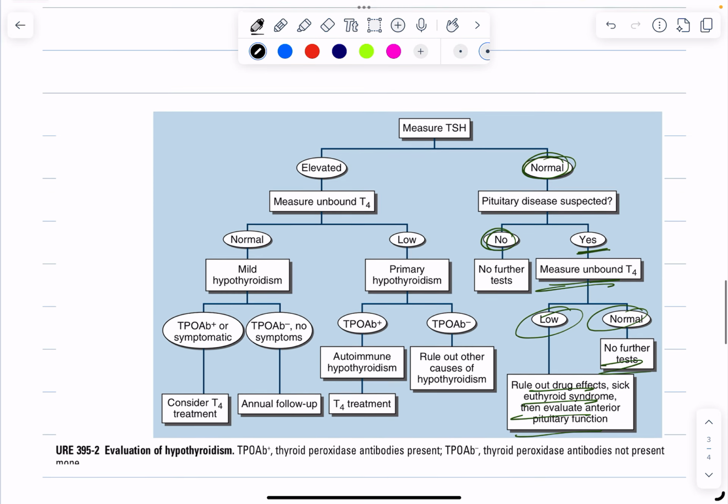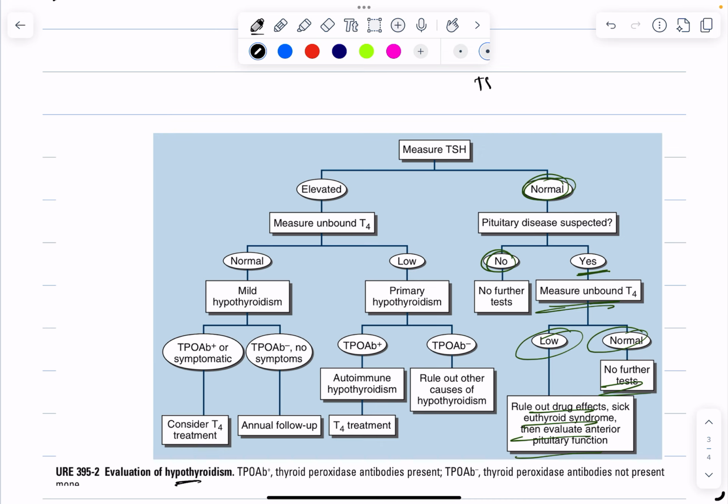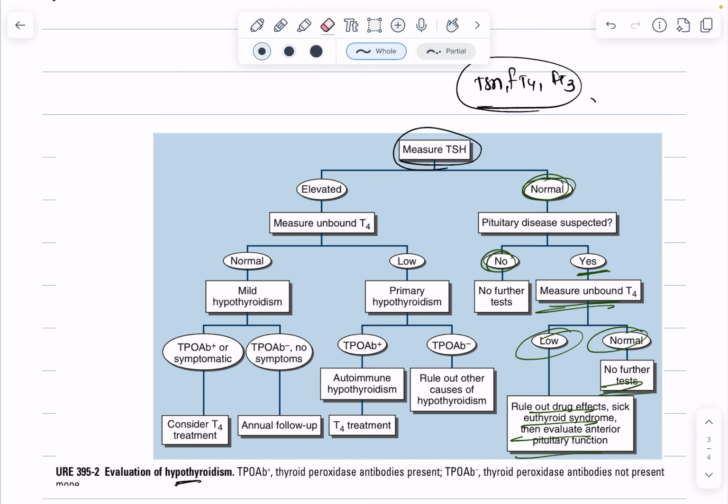Now coming to evaluation of a patient with hypothyroidism. So in our OPD, we commonly do TSH and T4, free T4, and sometimes free T3 together. But in the Harrison flowchart, it is mentioned that first we should do TSH, and after TSH there are two arms. First, if TSH is normal, and you are suspecting a pituitary disorder, then you have to go for T4. And if you are not suspecting a pituitary disorder, then no need to do any further test.